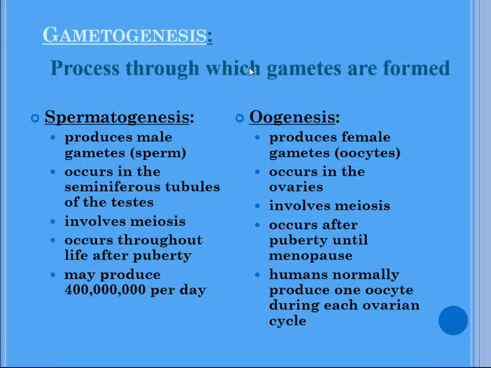Gametogenesis is the making of the gametes. Males undergo spermatogenesis, females undergo oogenesis, and both of these are meiotic events, so they're generated through meiosis as opposed to mitosis, and both occur after puberty. Men will continue to produce, although they'll produce less as they get older, but women will stop producing eggs after menopause. Males can produce up to 4 billion a day. Women do 1 per cycle, which is typically about 1 a month.